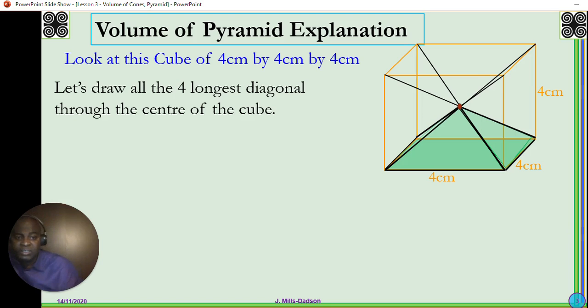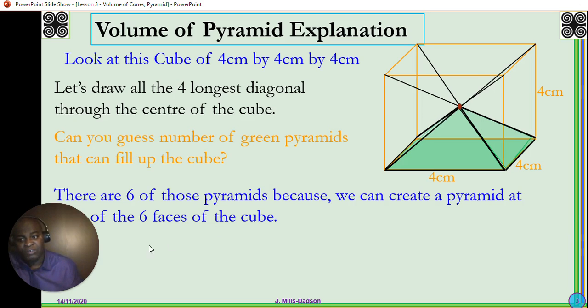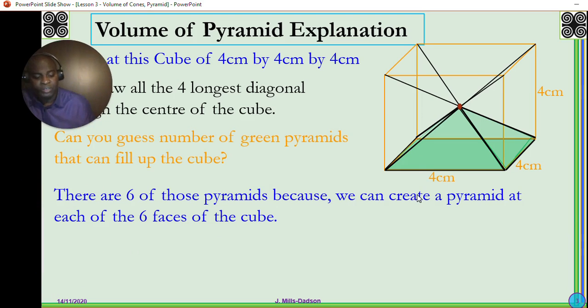Now looking at this cube, can you guess how many of such pyramids could be used to completely make the cube? Remember, a cube has 6 faces, and I form a pyramid on one of the faces. If you guessed right, the answer is 6, which means I could form a pyramid on each of the faces. So we are saying that the pyramid is a sixth of the volume of the cube.